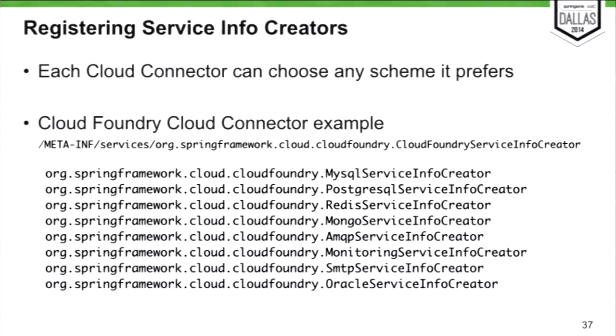So in your code where you're creating this service info creator, you would also create this meta-inf services file, and Spring Cloud is going to know, actually the Cloud Foundry connector in Spring Cloud is going to know to look for this class called org.springframework.cloud.cloudfoundry service info creator. So for example, the Cloud Foundry connector that's already built into Spring Cloud, this is what its file looked like. It just lists all of these service info creators for all the services it already knows about. So you would create a similar file and just add your classes to it.